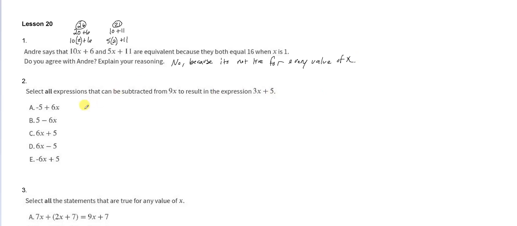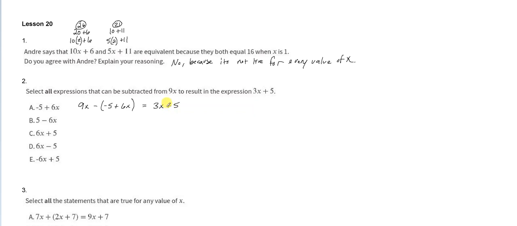Alright, so let's move along. Click on number 2. Select the expressions that can be subtracted from 9x to result in 3x plus 5. Okay, so this was essentially saying that if I take 9x and I subtract this expression, the whole thing, will it equal 3x plus 5?